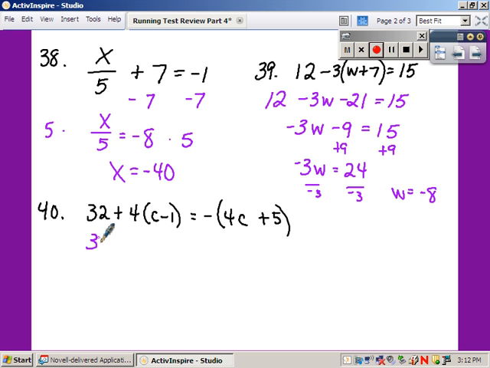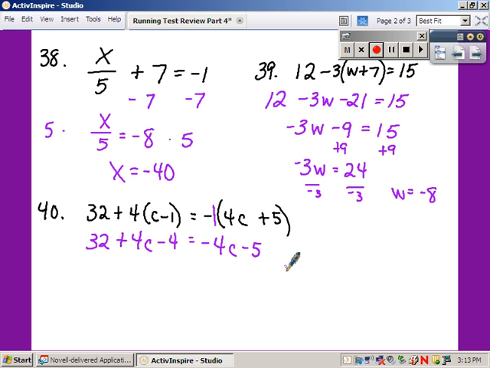And so here, 32, I'm going to leave it alone for a minute. Now I've got positive 4 times this stuff. So I've got 4c, and 4 times negative 1 is negative 4. Now over here I got a negative outside of the parentheses. I can treat it like a negative 1. Negative 1 makes that negative 4c. And negative 1 times that makes that negative 5.